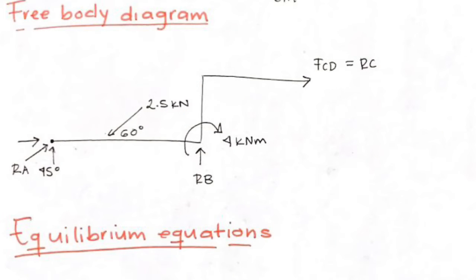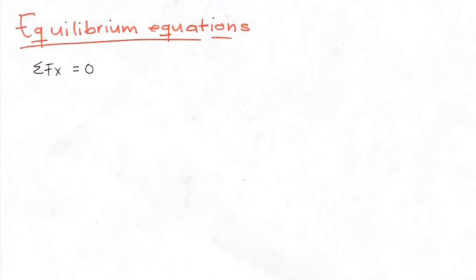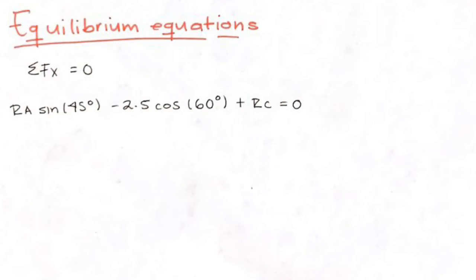Now that we have the free body diagram, we're gonna set the equilibrium equations that are required to solve the exercise. Note that the sum of the forces in X is gonna be equal to 0. The equation is gonna be the force RA times sine of 45 minus 2.5 cosine of 60 plus the force RC, and this all is gonna be equal to 0.